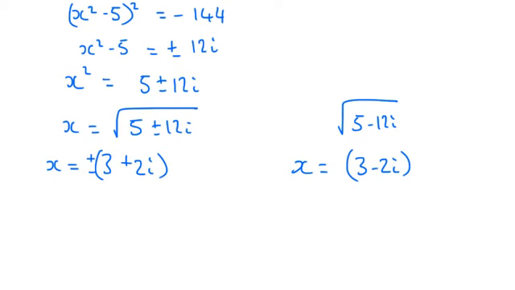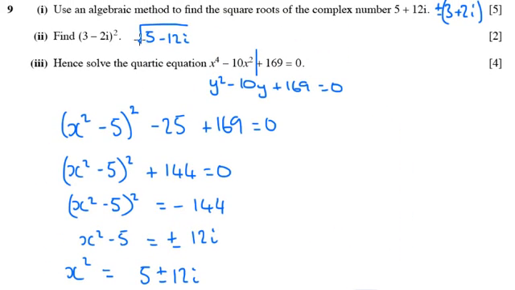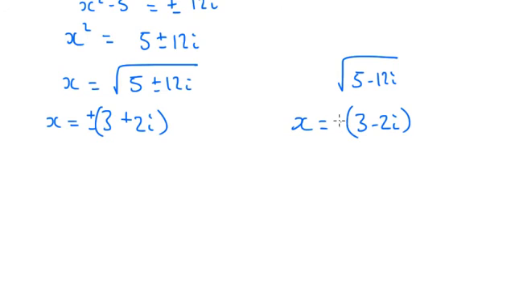But we would also get that same expression if we had minus that squared. So minus 3 minus 2i is also a solution. So we've got plus or minus 3 plus 2i or plus or minus 3 minus 2i. So that can be written as plus or minus 3 plus or minus 2i to show all 4 solutions.